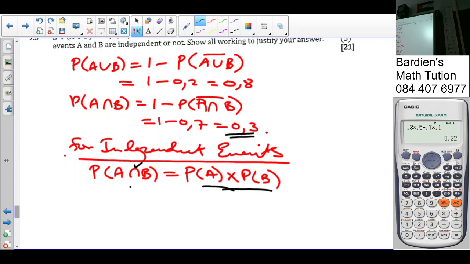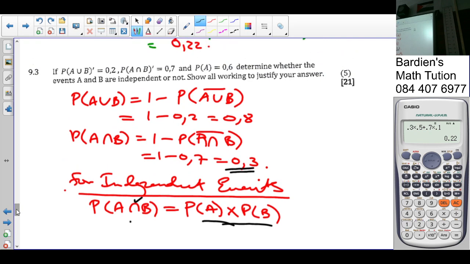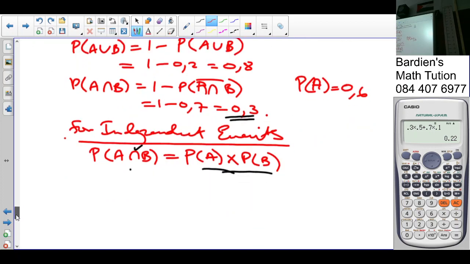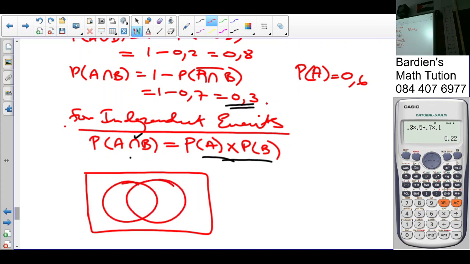Now the probability, just read again, I think I'm missing something here. Yeah. The probability of A is 0.6. Probability of A is 0.6. Okay? So, just to plot what we have here, this should make more sense.